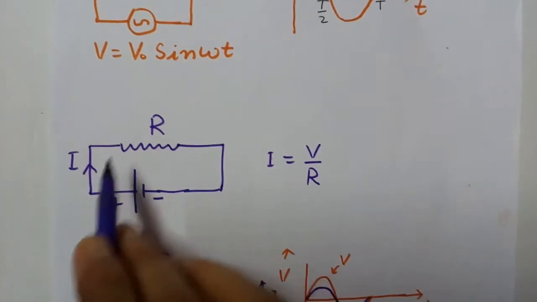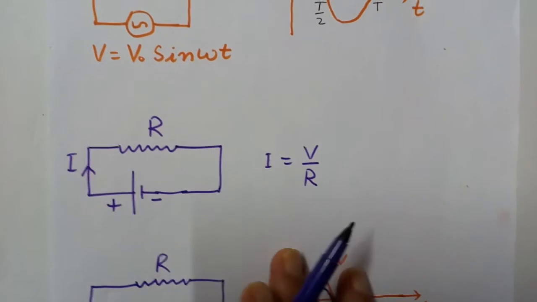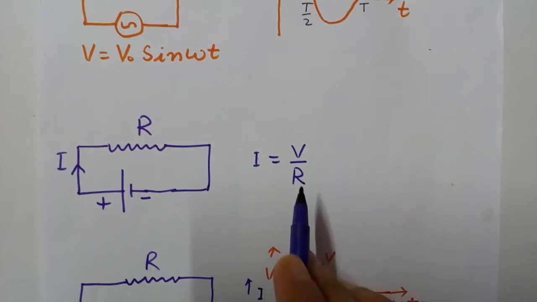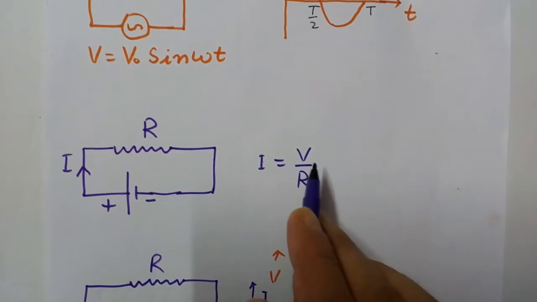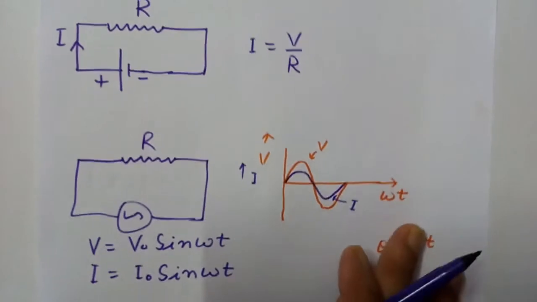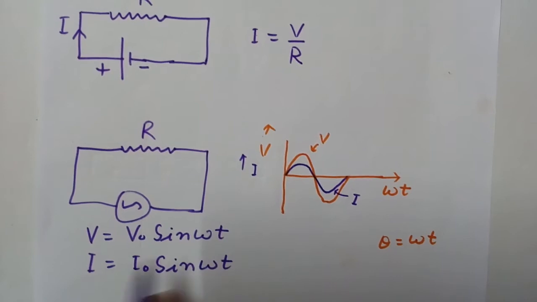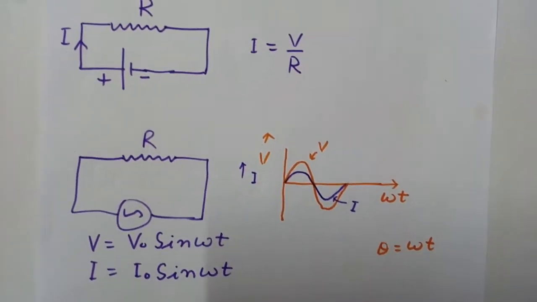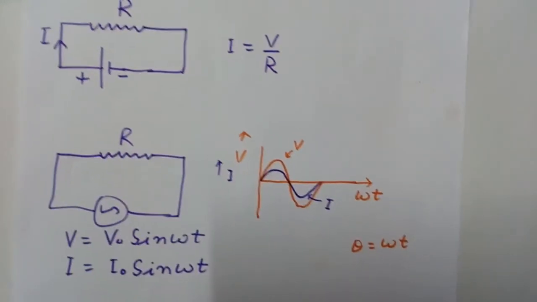If we connect a resistance to a cell, then direct current flows through this resistance and the direction of current is not changing. By Ohm's law, we know that current I is equal to V upon R. So current I is proportional to the potential difference across this resistance. Now if this resistance is connected to an alternating current source, then V is equal to V naught sin omega t and I is equal to I naught sin omega t. So the graph between V and omega t, this omega t is known as phase angle.